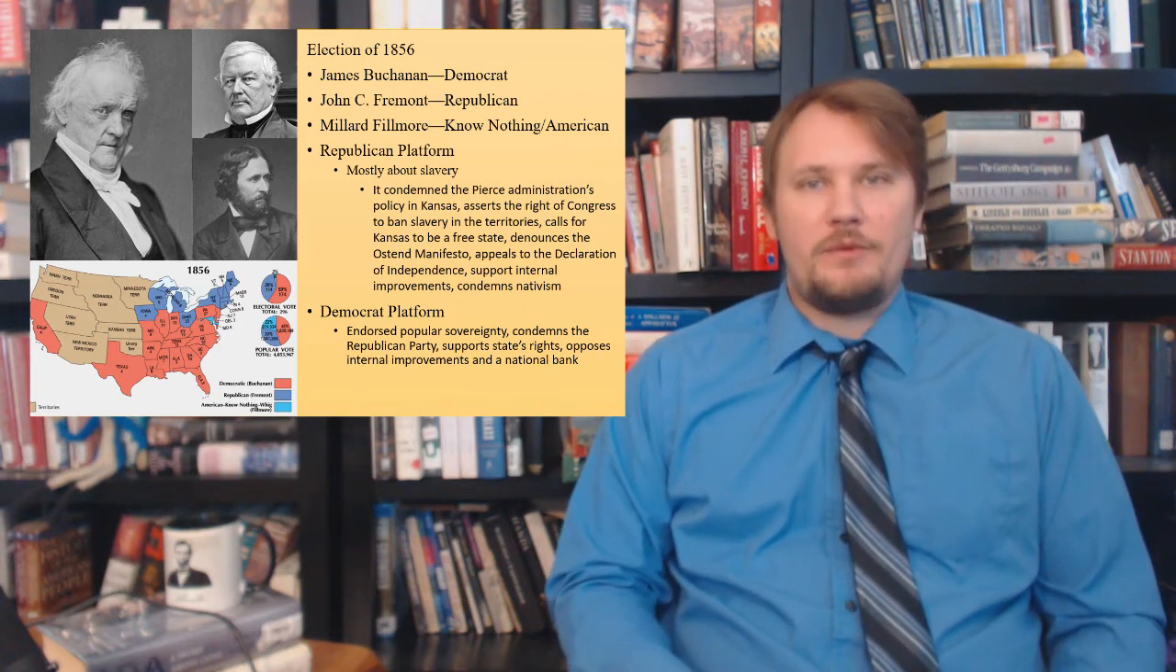After the election, James Buchanan still has to deal with bleeding Kansas. Eventually, two constitutions are written and adopted in Kansas, and each side tried to get Kansas admitted as either a free or a slave state. The free constitution was the Topeka Constitution, and the slave constitution was the Lecompton Constitution.